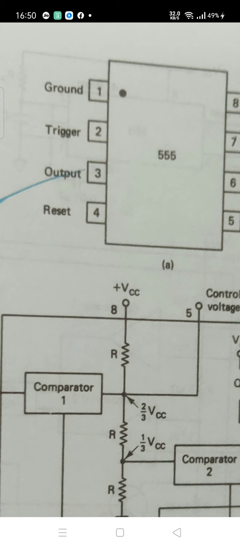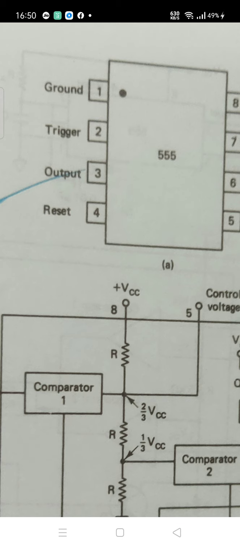So using this terminal, pin number 4, we can reset or disable the 555 timer by applying a negative pulse to this pin. If we give a negative pulse to pin number 4, the timer gets reset. And when this reset terminal pin is not in use, then this reset terminal should be connected to the plus VCC to avoid any possibility of false triggering.